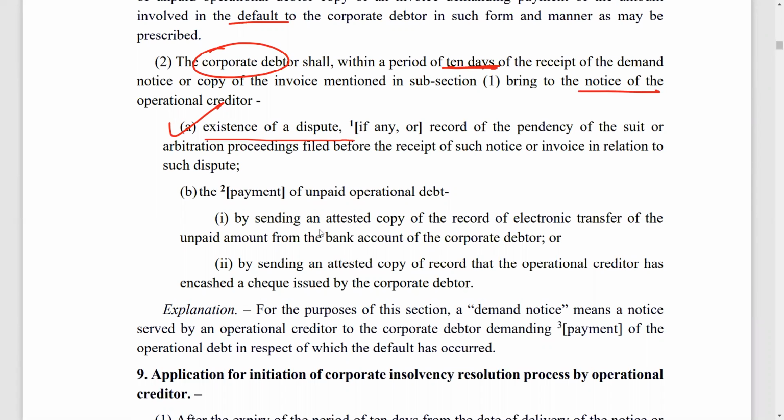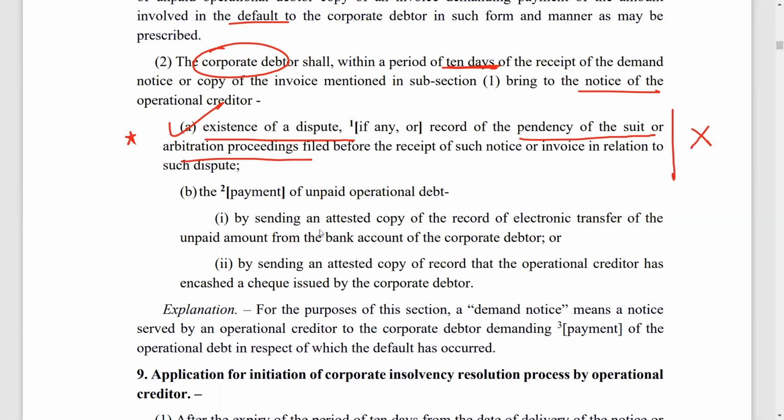Now dispute can be by way of a suit, or by way of an arbitration proceeding, or by any other way, but this dispute should have existed when the demand notice was served, and the dispute should not arise after the demand notice is served. So either the corporate debtor is going to submit the notice of dispute. If the notice of dispute is there, then the operational creditor cannot proceed with the application.